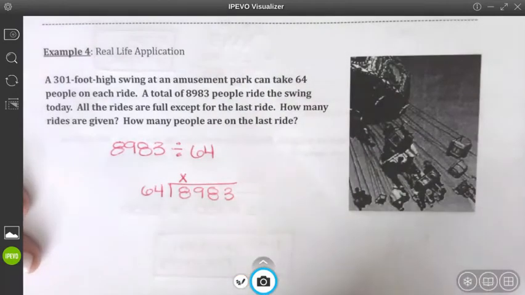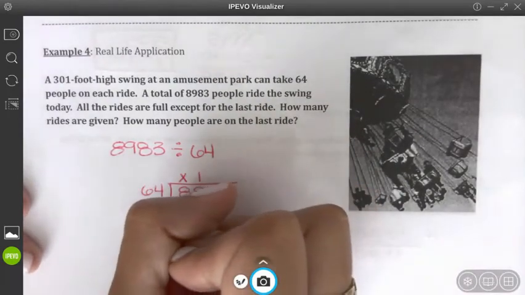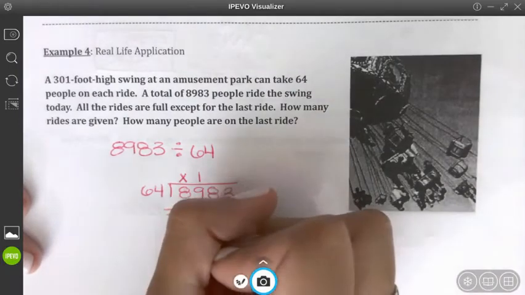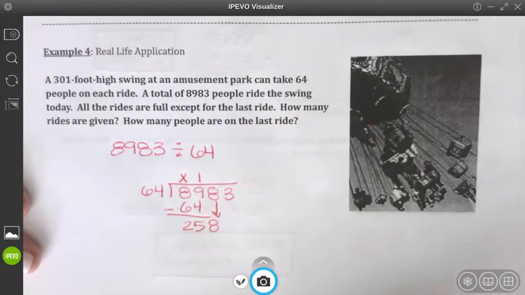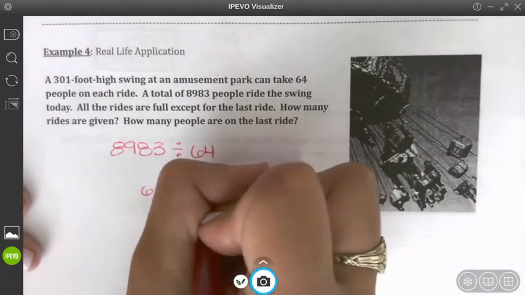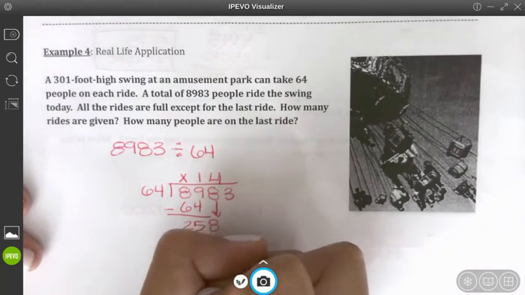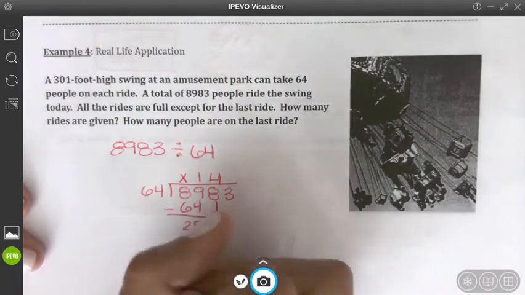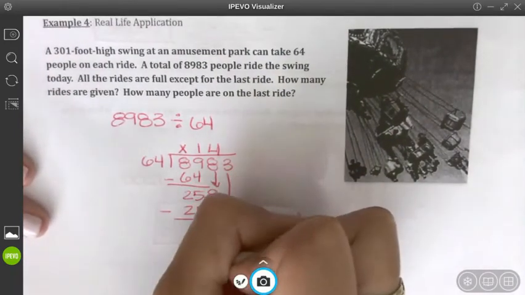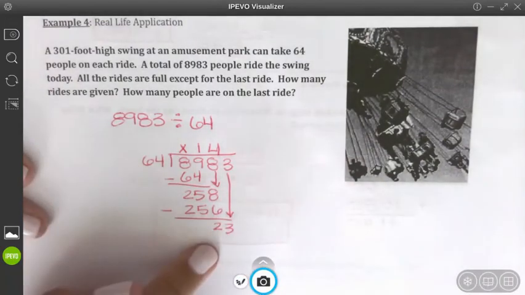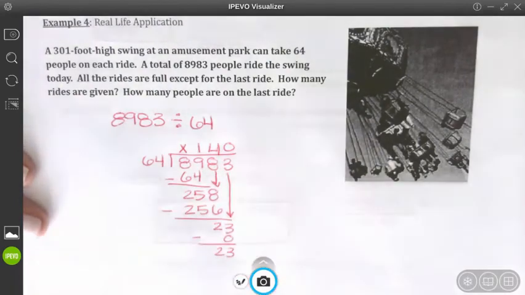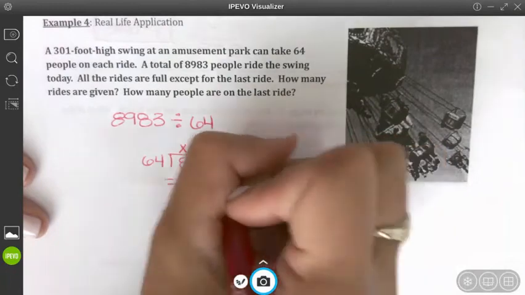64 does not go into 8. It goes into 89 one time. We have to bring down our 8 so that we can continue working. 64 goes into 258 4 times. 4 times 64 is 256. We subtract and we get a remainder of 2. We still have a number to bring down. 64 goes into 23 0 times. And that leaves me with a remainder of 23.